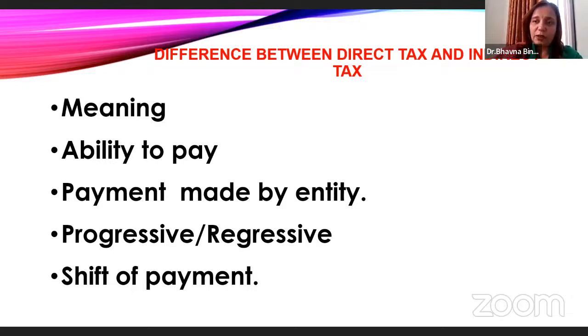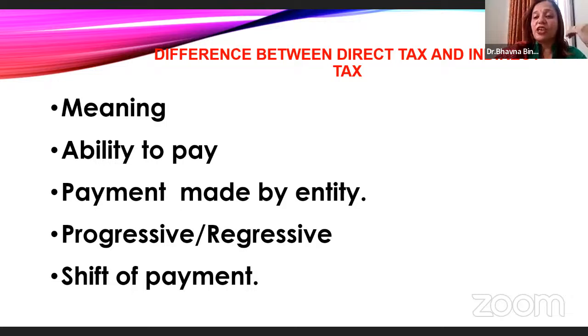In direct taxation, the person who is earning the income is the one paying the tax to the government. Whereas in indirect taxation, the person who is earning the income is a different person, and the person who is paying the tax is a different person. Progressive and regressive. This is the objective question they can put in the paper. Indirect taxation is regressive in nature, whereas direct taxation is progressive.